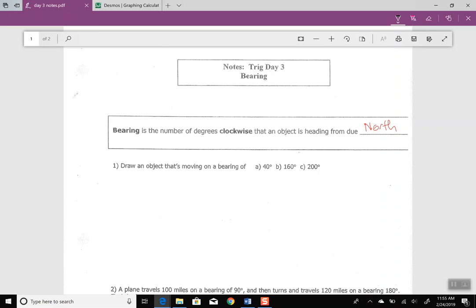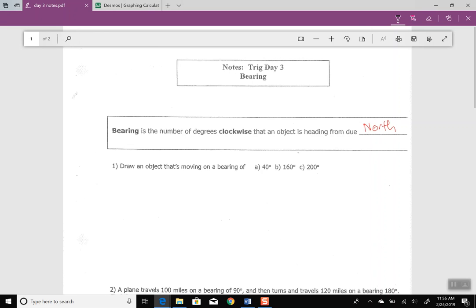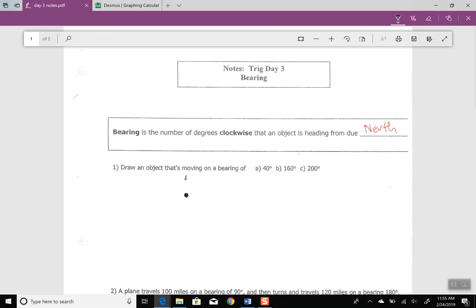It says draw an object that is moving on a bearing of 40 degrees, 160, and 200. If I imagine due north being straight up, this line doesn't really exist, but I'm imagining it being due north, then for an object heading 40 degrees, well, straight across would be 90, half of that would be 45. A 40-degree angle means this object is moving on a path somewhat like this. So this would be 40 degrees clockwise from due north, and the object would be heading in that direction.